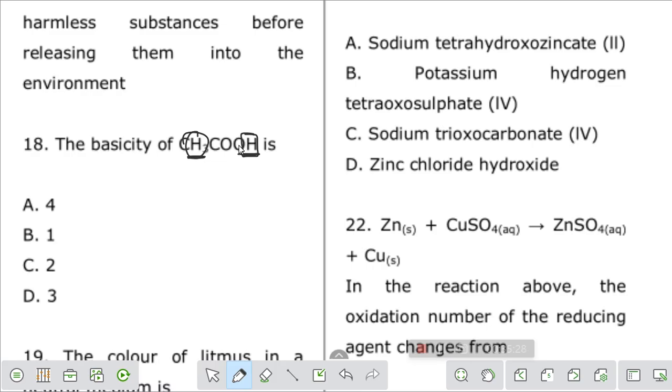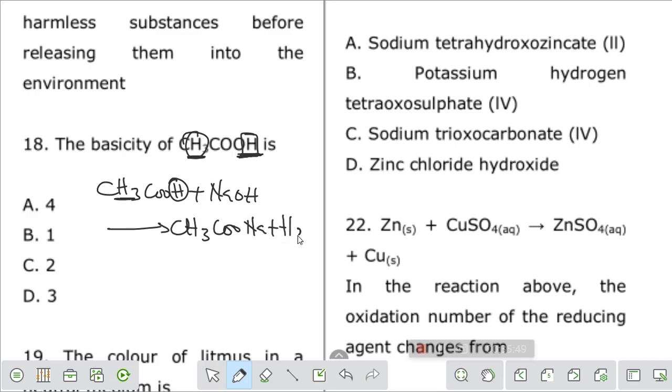So the thing is that it can only replace this hydrogen, and that's why when you react CH3COOH with NaOH, it can only replace this hydrogen. It cannot replace this hydrogen. So you'll be getting CH3COONa plus H2O. You can see that it only replaces this hydrogen, right? So that's why we say the basicity of ethanoic acid. This is ethanoic acid. So the basicity of ethanoic acid is what?